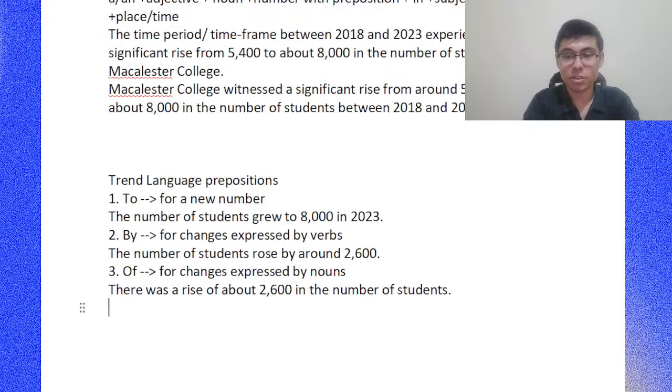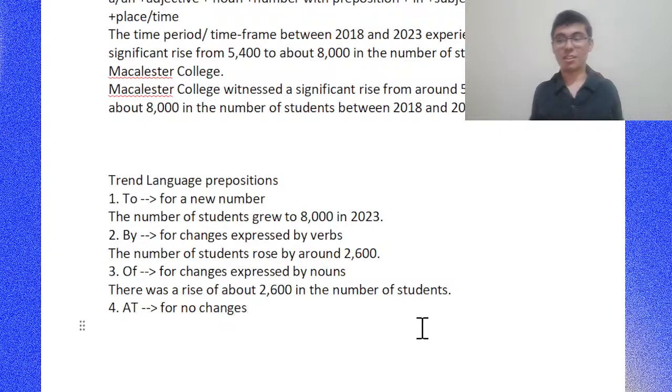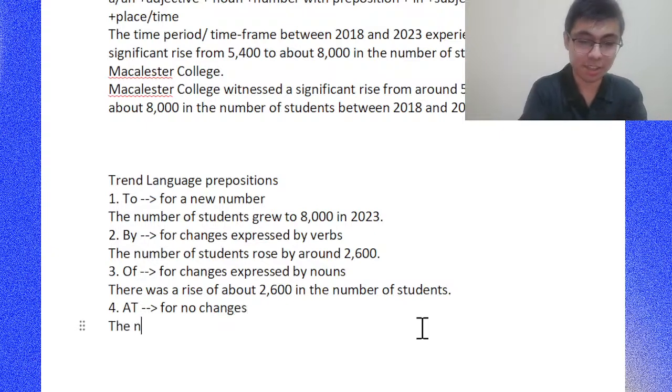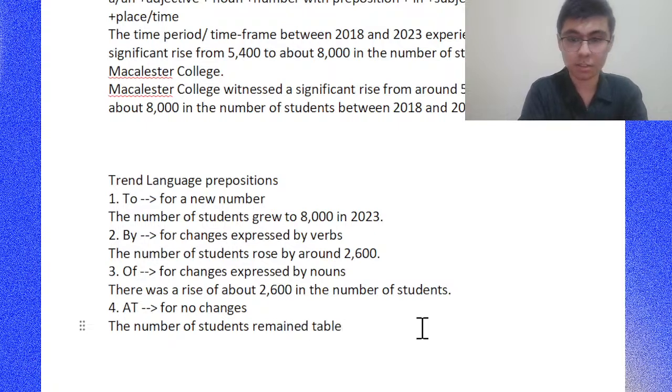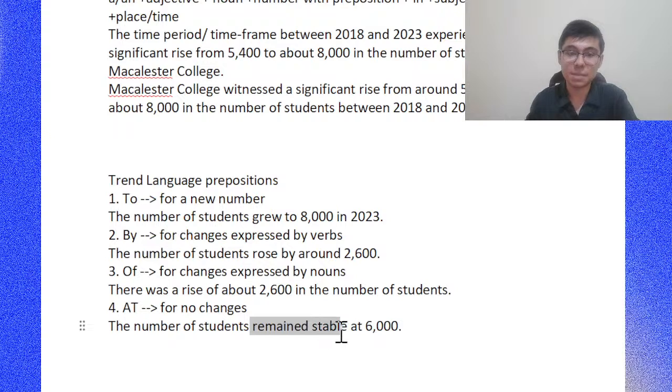So now there are two other ones as well that are so essential. And then after that we have at. At is used for no changes. Let me give you an example. The number of students remained stable at 6,000. Because it remains stable at 6,000, we're using at in this case because there was no change.